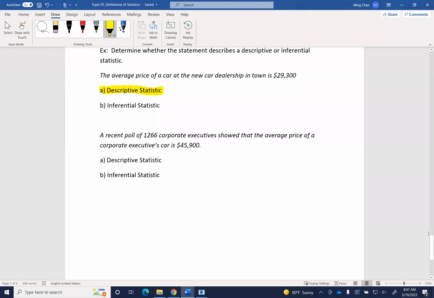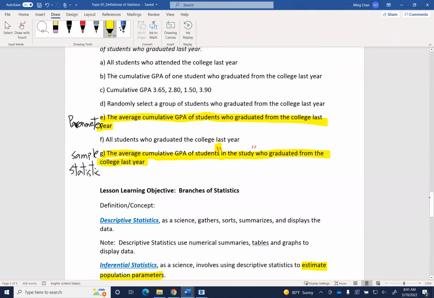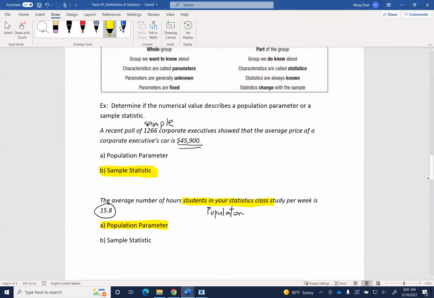Now, we've seen this problem earlier. A recent poll of 1,266 corporate executives showed that the average price of a corporate executive car is 45,900. This same question earlier was asking whether it was a population parameter or a sample statistic, and we said that the average from those 1,266 is 45,900. So that makes it a sample statistic. That's the average of those guys.